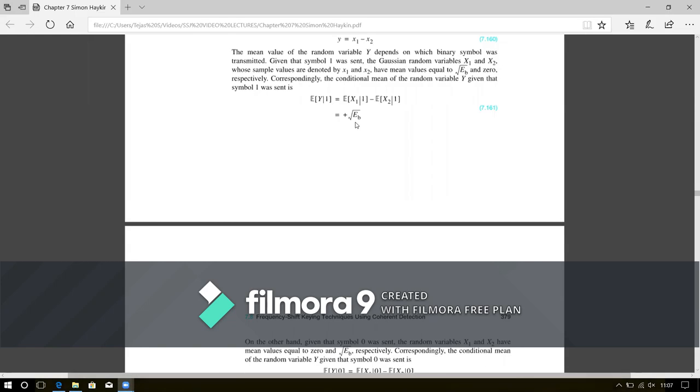So you get the expected value of the output Y when symbol 1 was transmitted as plus root Eb. I will share the notes in your WhatsApp group once I finish this. Next, this is when symbol 1 was transmitted. Similarly, let us consider that symbol 0 was transmitted.